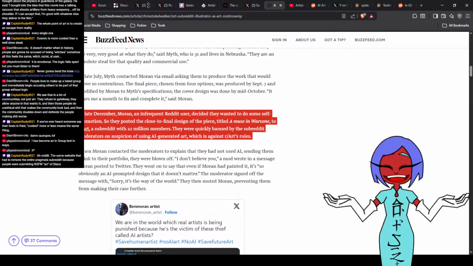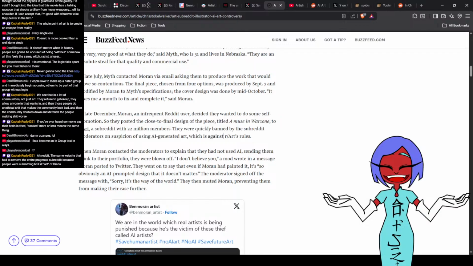They were quickly banned from the subreddit by the subreddit moderators on suspicion of using AI-generated art, which is against r/art's rules. Now, this rule is fine, right? It's fine to determine what your rules are in your community, and if you want only human-made art in your community, that's fine. But I have a sneaking suspicion if I put a painting made by an elephant with a brush, they might accept that. Just pointing that out.